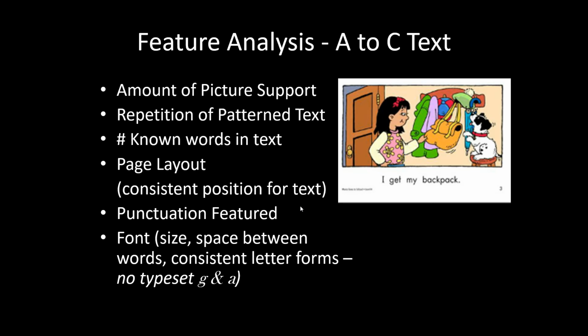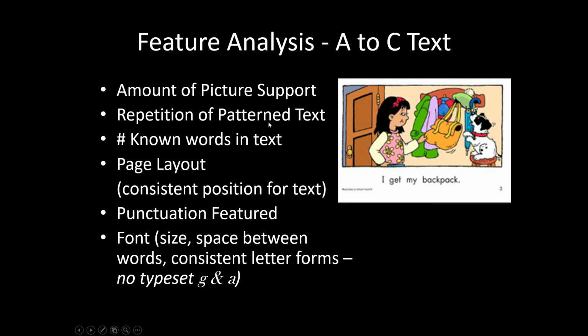Well, for text levels A to C, we're really looking at the amount of picture support. This is a highly picture-supported text. I get my backpack, but it could also be I get my dog, my umbrella, my hat, or my coat. So this has been organized in a way that provides a little less support than those really simple books that I was showing you at the beginning of this PowerPoint, where there's only 2 words on the page and one of the words is actually featured in the picture.